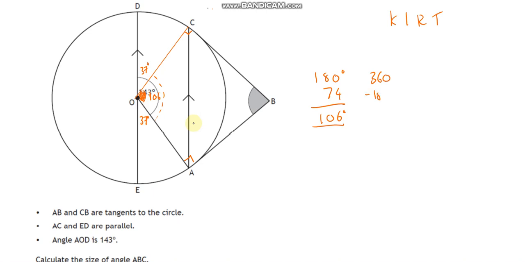Take away my two 90s, which are 180. Take away this, and then take away 106. It's going to give me my final answer. That's going to come out as 74 degrees. So that's just using the kite rule that I've managed to solve this one. But you see the kite involves not the tangent rule. So yeah, I could do it that way.